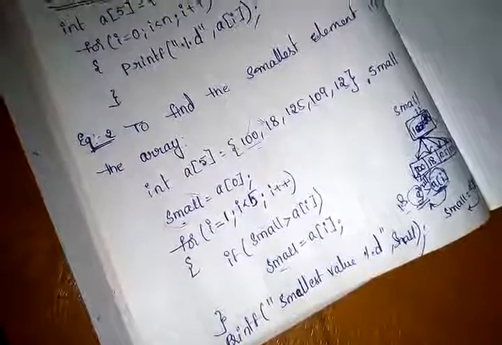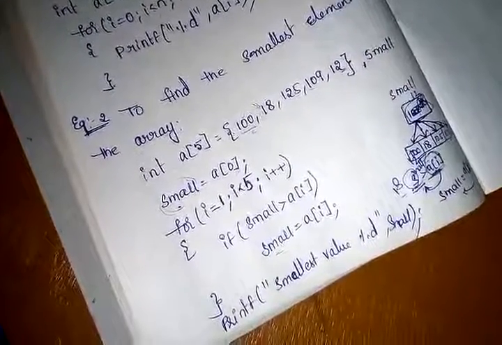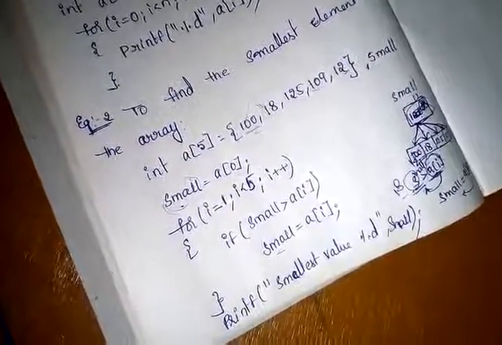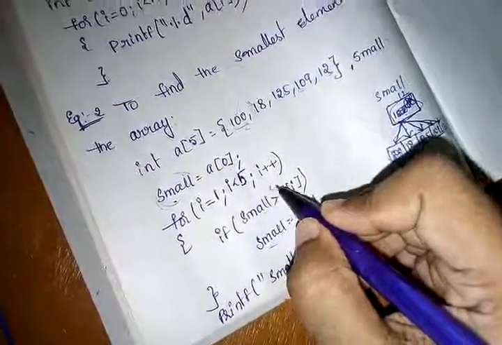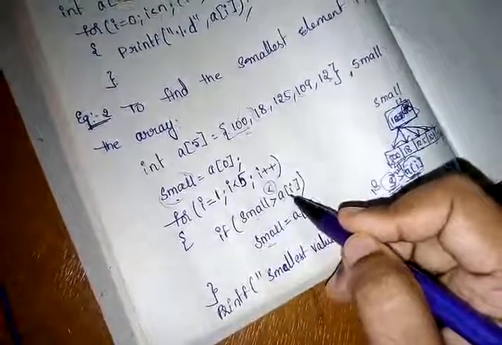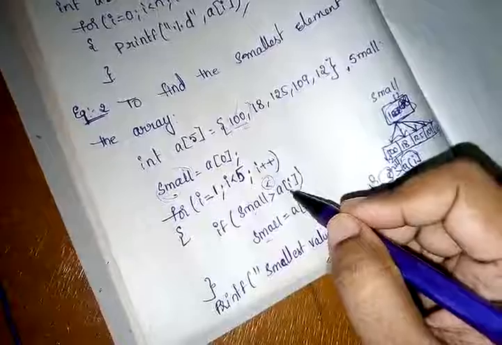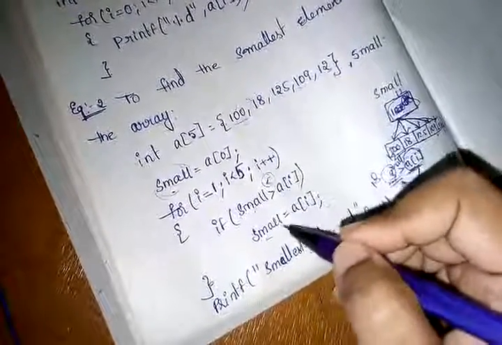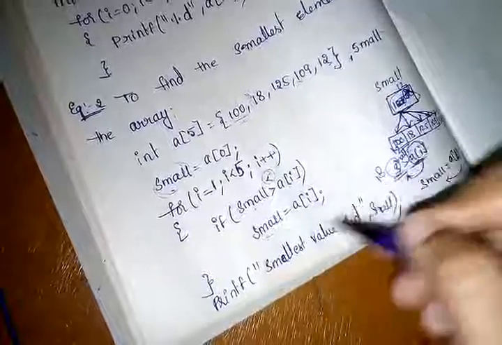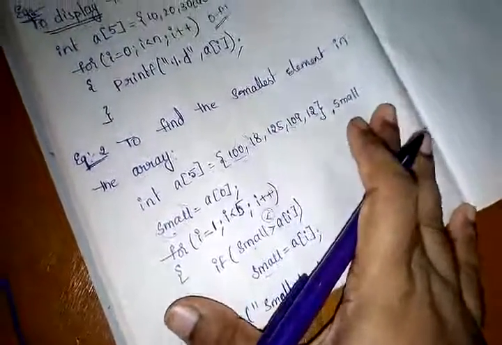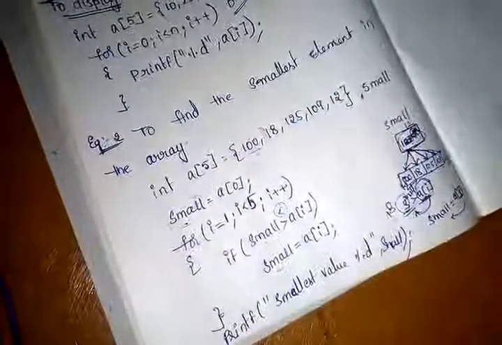In the same way, you can find out the greatest element, the largest element in an array. For that, you simply change the symbol here. So if the small value is less than the a of I element value, then you can assign that greater value into the variable, so that finally this variable will have the largest value. So likewise, you can find out the smallest and largest elements of an array.